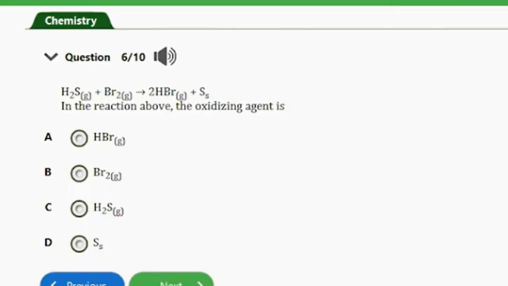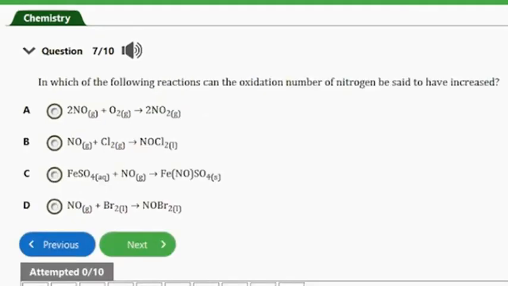So that means it is the oxidizing agent. So remember that the oxidizing agent is the one reduced, and then the reducing agent is the one oxidized. So that's it for that question. Let's consider the next question.